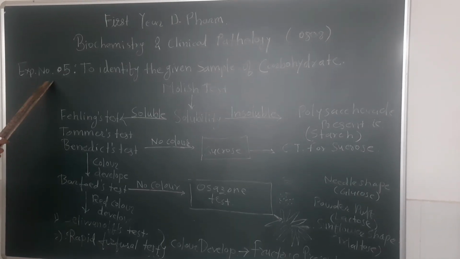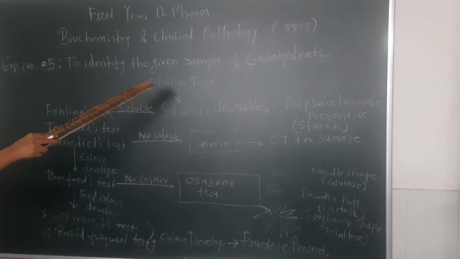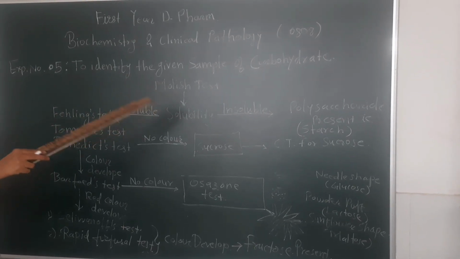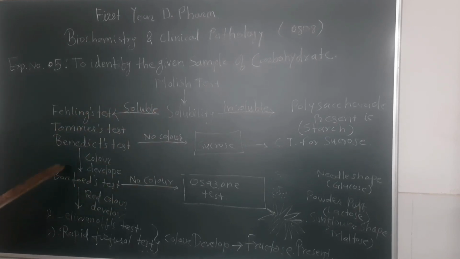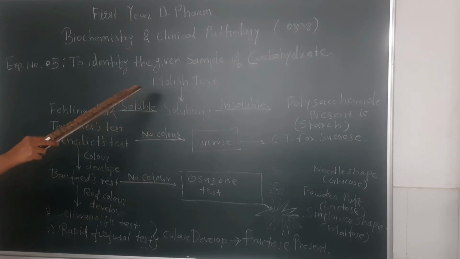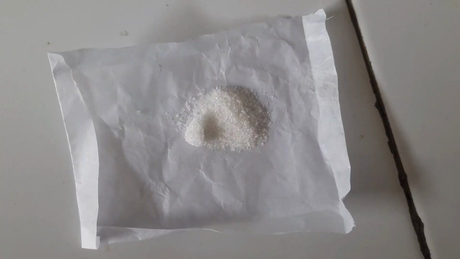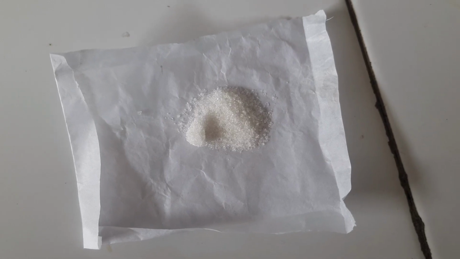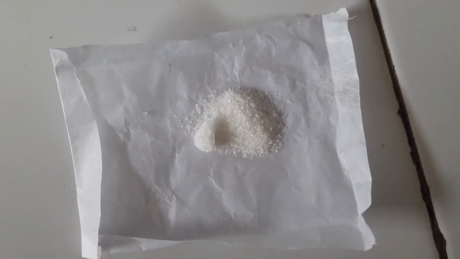Today we are going to perform experiment number 5 to identify the given sample of carbohydrate by different qualitative tests. On the basis of this concept structure, we are going to perform different qualitative tests and identify the given unknown sample of carbohydrate from the biochemistry and clinical pathology. So this is the unknown sample of carbohydrate.